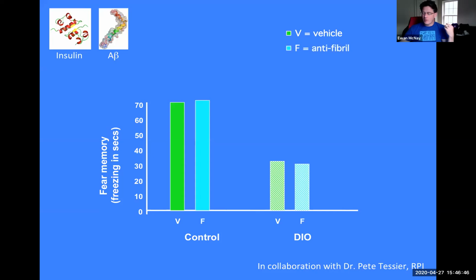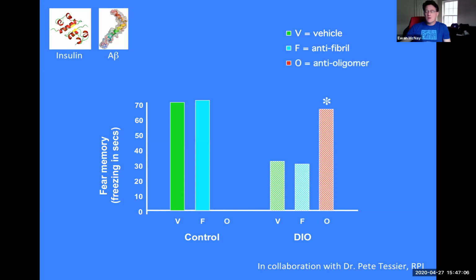If you give the form of beta amyloid blocker that blocks fibrillar beta amyloid, so it acts to prevent plaques somehow, no effect. Kind of what you'd expect. All of this kind of beta amyloid is just sitting there over in a plaque. It's not really doing anything. But if you give the form that blocks the action of oligomeric beta amyloid, now you reverse the impairment.